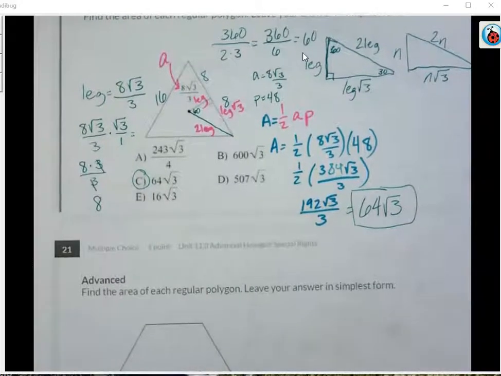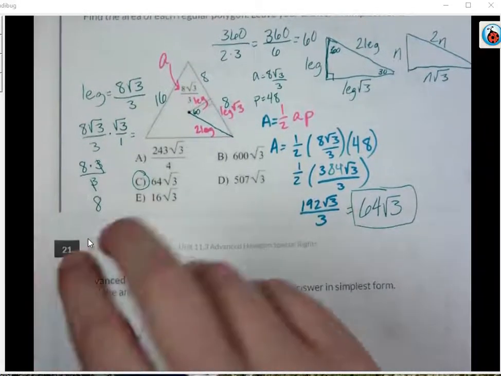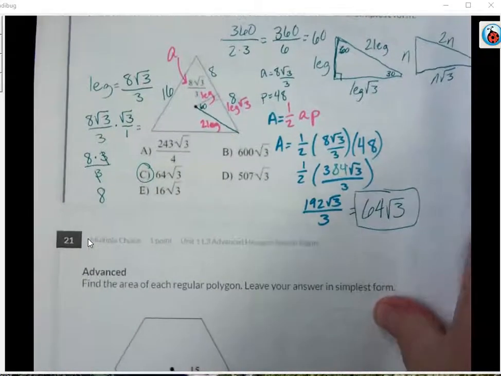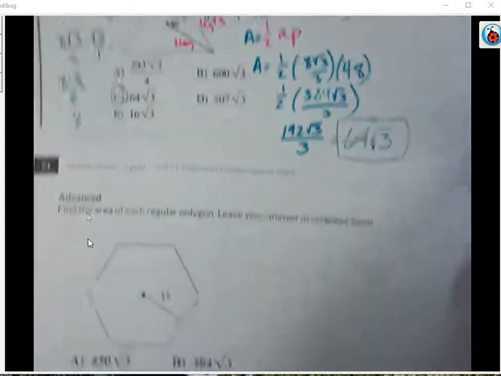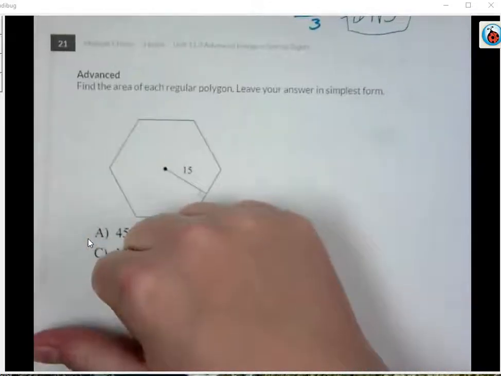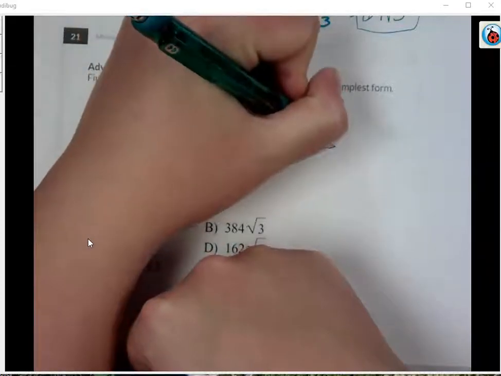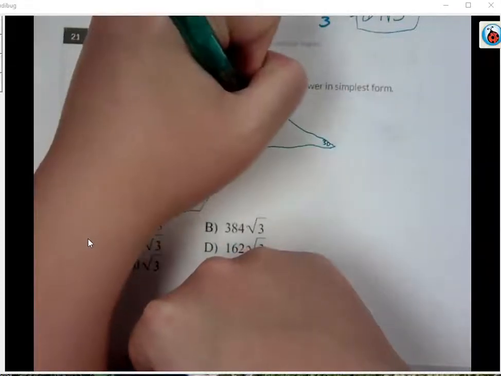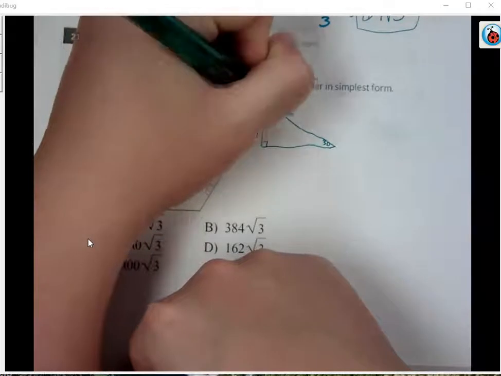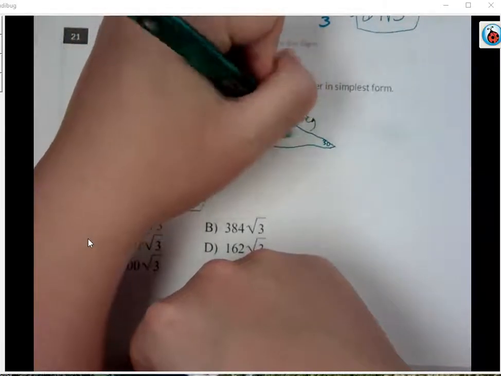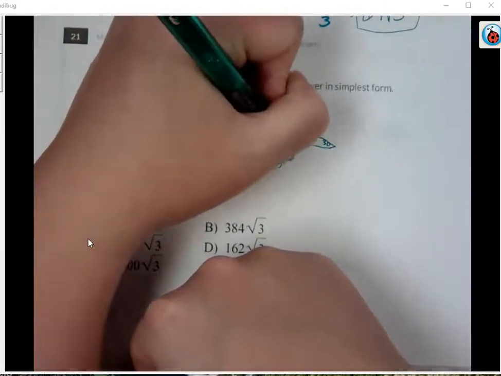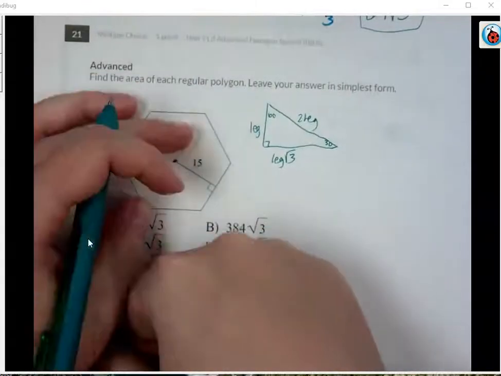Okay? So I know that was a lot, so you may have to pause and go back. It's a pretty tough problem. All right, same thing with this one. We've got to use special right triangles. So 30, 60, 90. Leg, 2 times the leg, and leg root 3 are all right here.